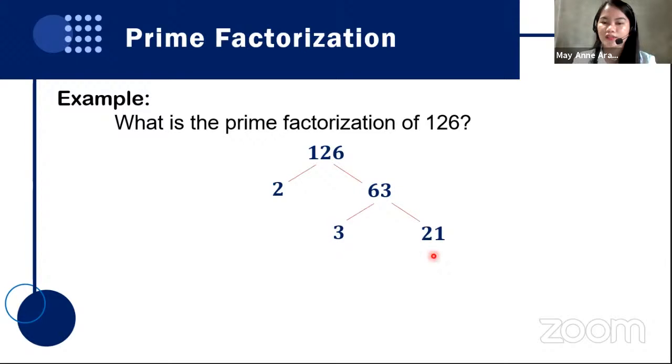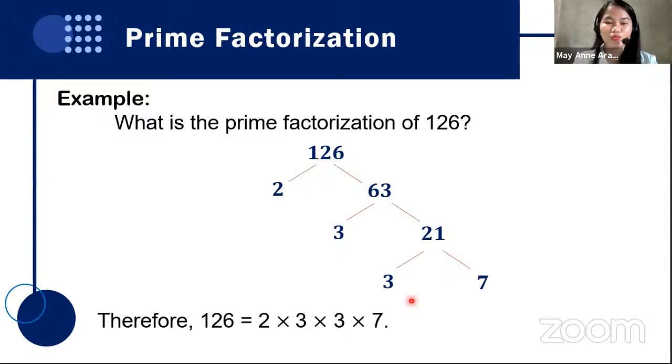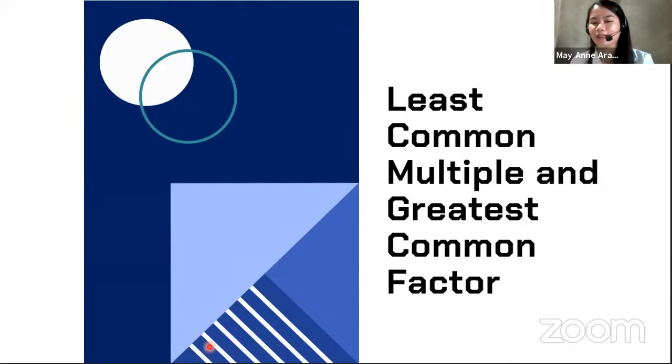Next, what are the factors of 21 that are prime numbers? We have 3 and 7. Right? 7 is a prime number. So you have 3 and 7. These are prime already, so this is the end of our prime factorization process. So you have 2 times 3 times 3 times 7, and this is the prime factorization of 126. Okay? We will also apply this in solving for the LCM and GCF later.